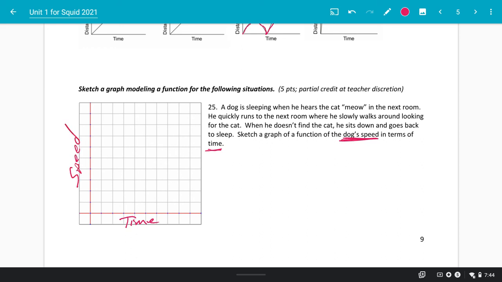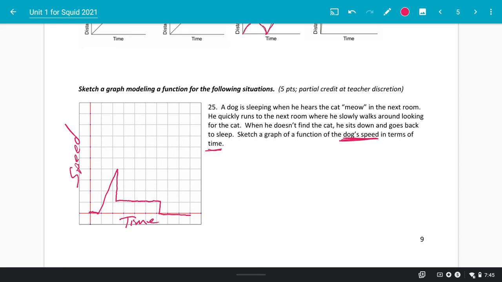Okay. Dog's sleeping. He's not moving. And then he hears the cat meow. He quickly runs to the next room. He slowly walks. Speed. So, and then he comes down and he walks, looking around for the cat. When he doesn't find the cat, he goes down and goes back to sleep. I'd say it looks something like that.